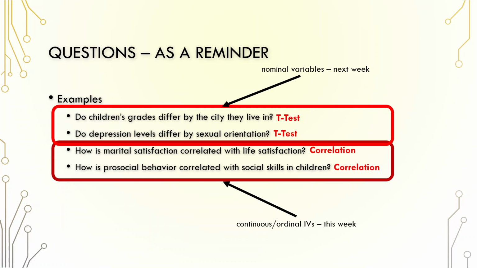To make this a little more clear, when we're answering questions that are more like a correlation, that means our independent variables in a regression model are continuous or ordinal variables. And if we're answering questions that are much more like a t-test, that means our independent variables are nominal variables.